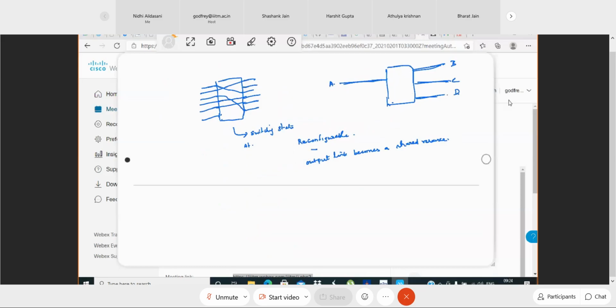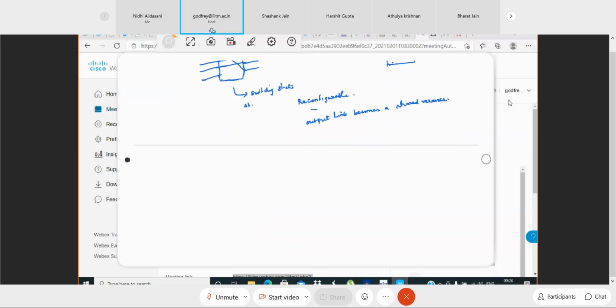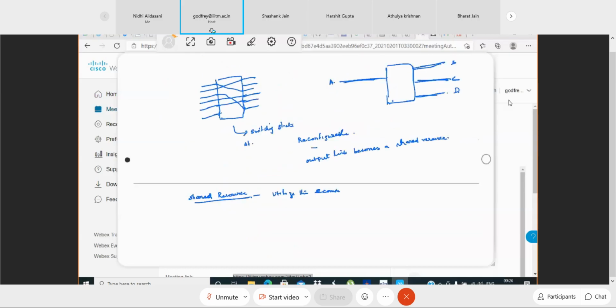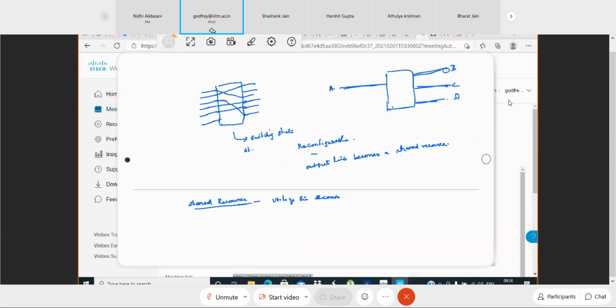Now, switching is just one way in which we are able to make use of a shared resource. We have a shared resource, and using the switching system, we are able to utilize the shared resource in an economical fashion. Right?